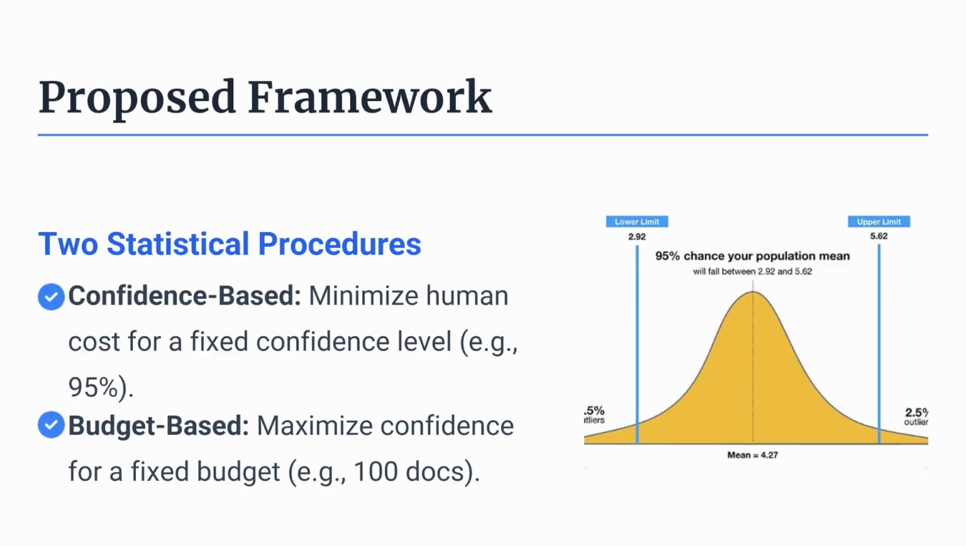In this paper, the authors propose a statistical framework aimed at verifying LLM annotation quality with minimal human involvement. The authors design two procedures. The first is confidence-based: you set the desired confidence, and the framework tells you how many samples humans need to review. The second is budget-based: you set your budget, like 100, and the framework tells you the margin of error for the evaluation result under this budget.